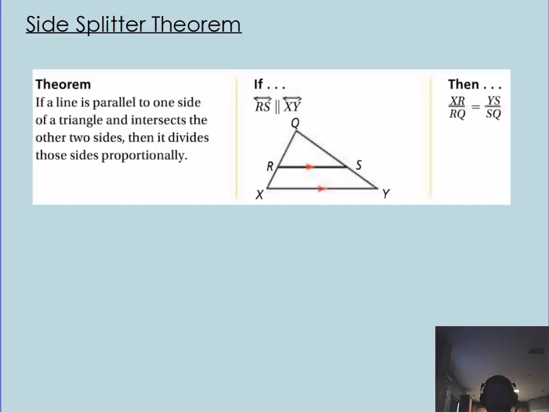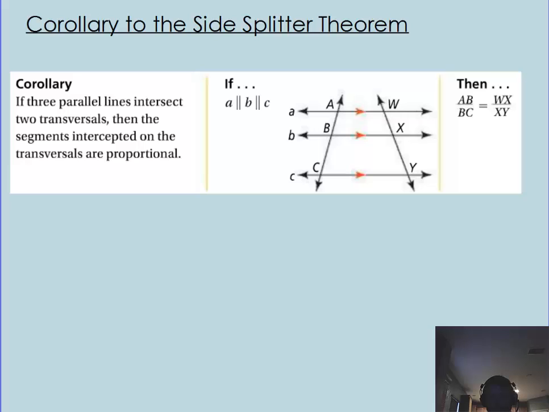Side splitter theorem. That sounds like a car. Anyways, this theorem says if a line is parallel to one side of a triangle and intersects the other two sides, it divides those sides proportionally. So what's that saying in English? This over this is proportional to this over this. That's all it's saying. Next one.